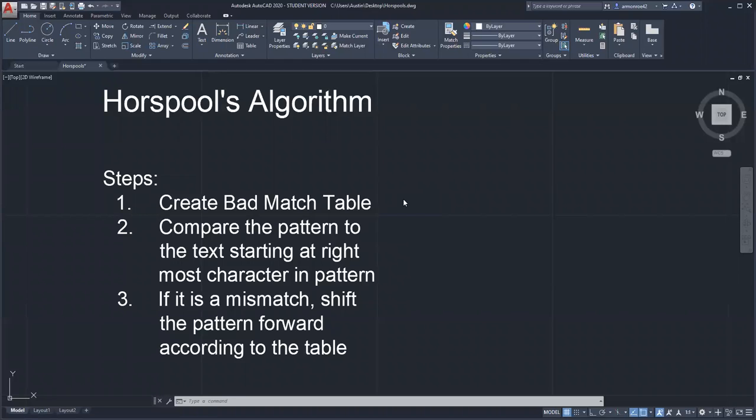The first step of the algorithm is to create the bad match table. The second step is to compare the pattern to the text starting at the rightmost character in the pattern. And then if it is a mismatch, then the pattern will shift according to the value that is in the table.